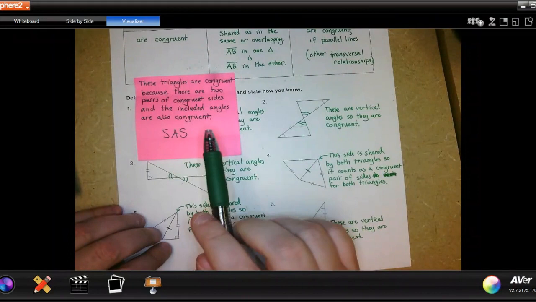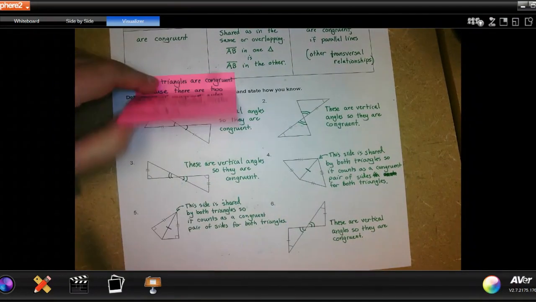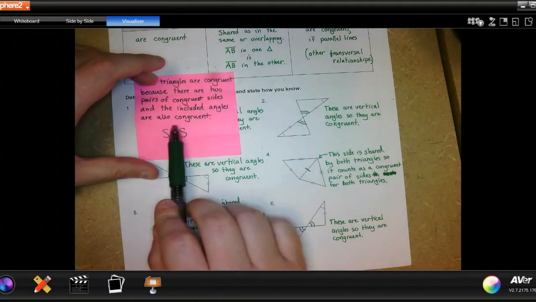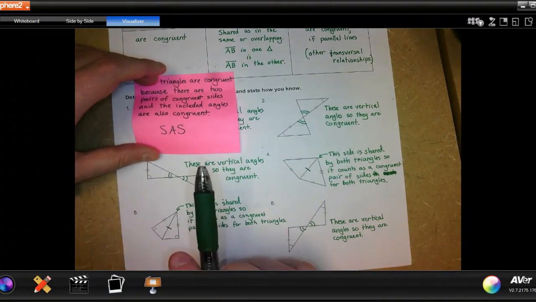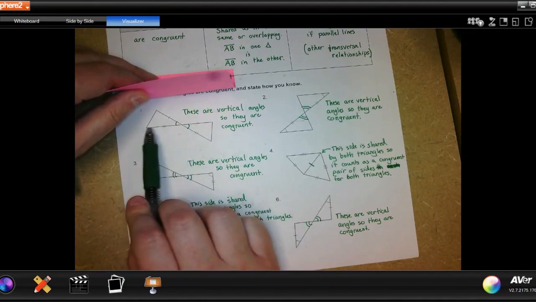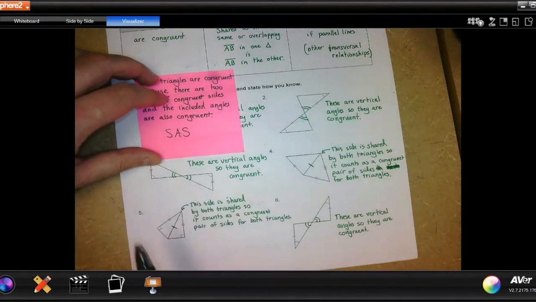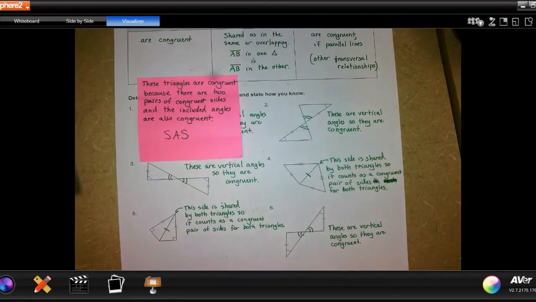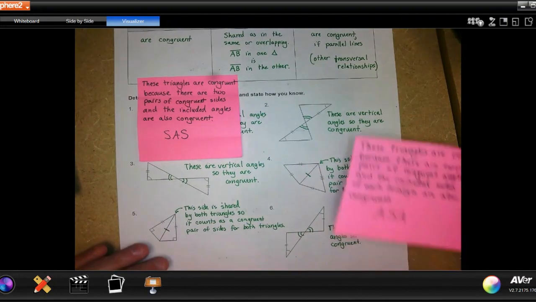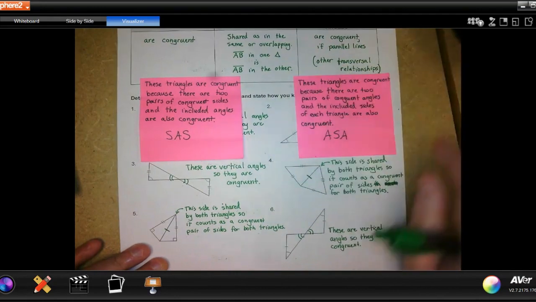We have 2 pairs of congruent sides. Check, check. We have 1 pair of congruent angles that is included between the sides. Check, check. Side meets here, included, side meets here, included. Side, angle, side. We have in number 2 an example of congruent triangles based on angle, side, angle.